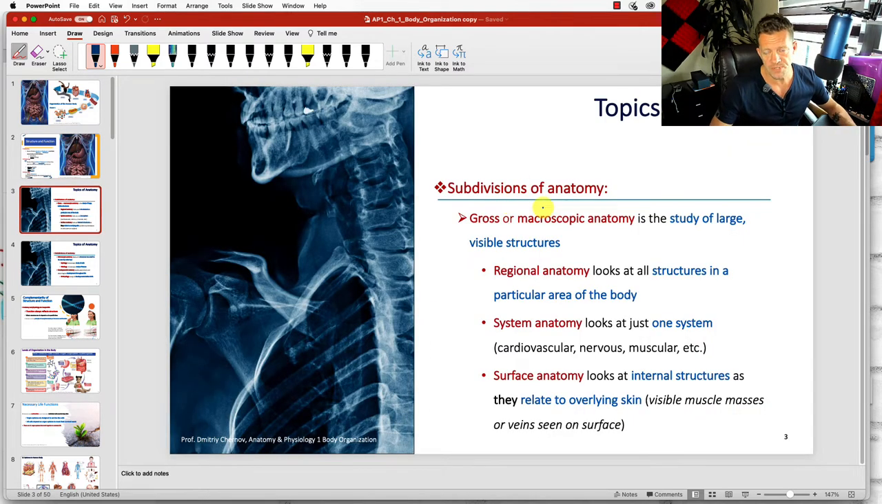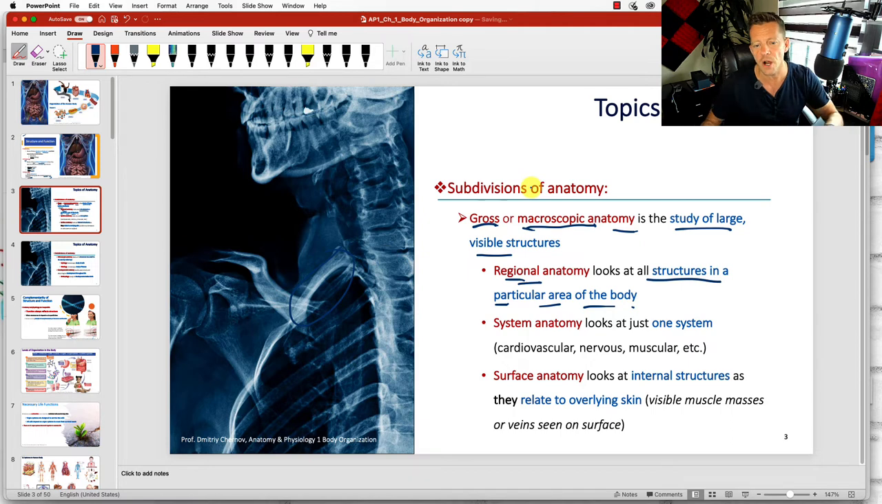So there are subdivisions in anatomy. Gross or macro means big. Micro is small, macro is big. Macroscopic anatomy is the study of large visible structures, the structures that we can actually see and identify. Regional anatomy, as the name implies, is the structure in a particular area of the body. So if we're looking, let's say, at the clavicle, that would be regional. If we're looking at the heart, it's regional, where they're located.